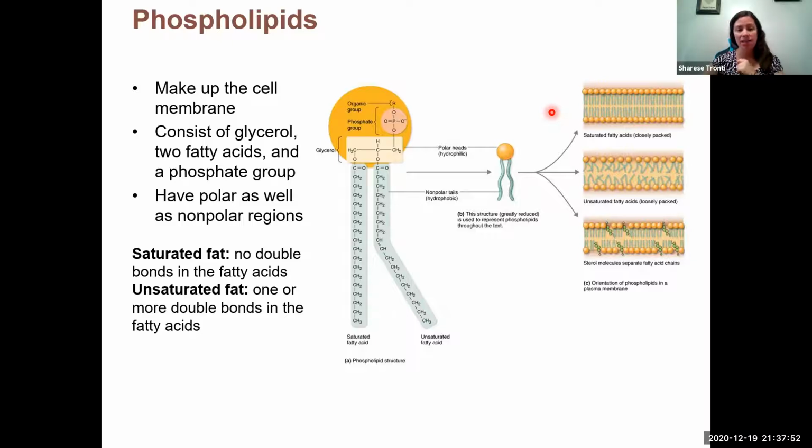Whereas once we get unsaturated fats, we start to have more of these double and triple bonds. We start to have more bends in the tails. Then it's not going to be as tightly packed together. An example of this would be oil. Oil is an example of an unsaturated fat. It's going to be a liquid at room temperature because it's not packed together as tightly.